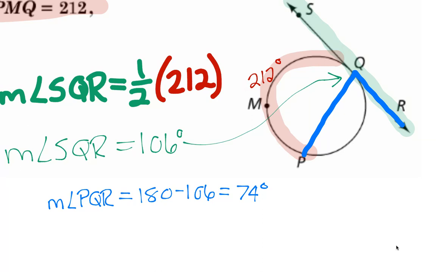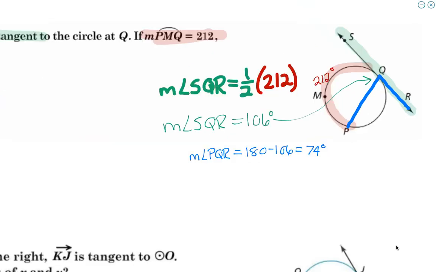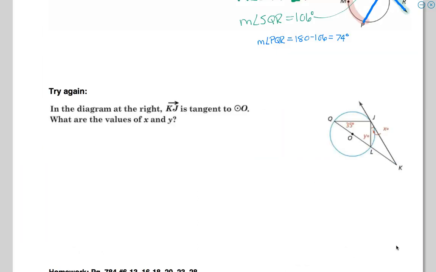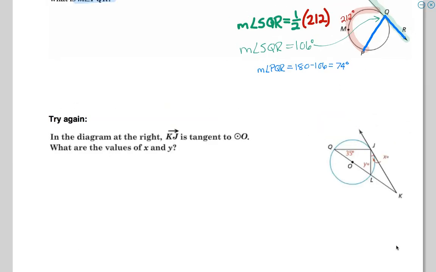We actually can get to that answer the way I was thinking of it before. If this is 212, we know the rest of the circle has to add up to 360, which means it's 148. And then this angle is 1/2 of 148, which is 74. So there's two ways to think of that. Go ahead and pause it and try the next one, which will be the last one, before we go ahead and attempt it.